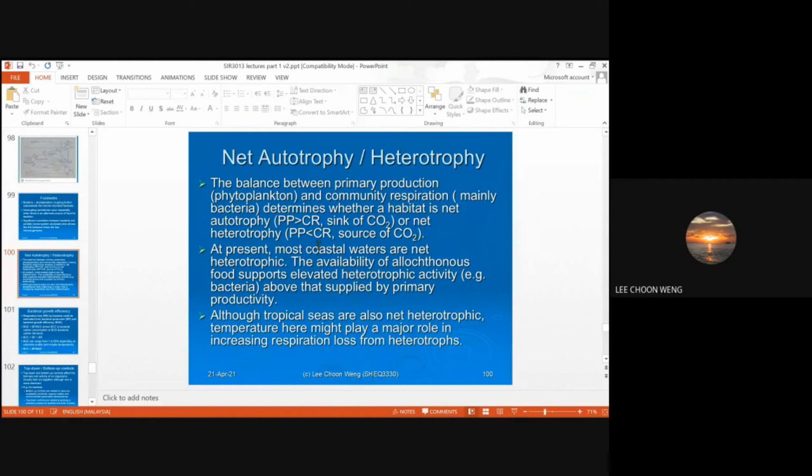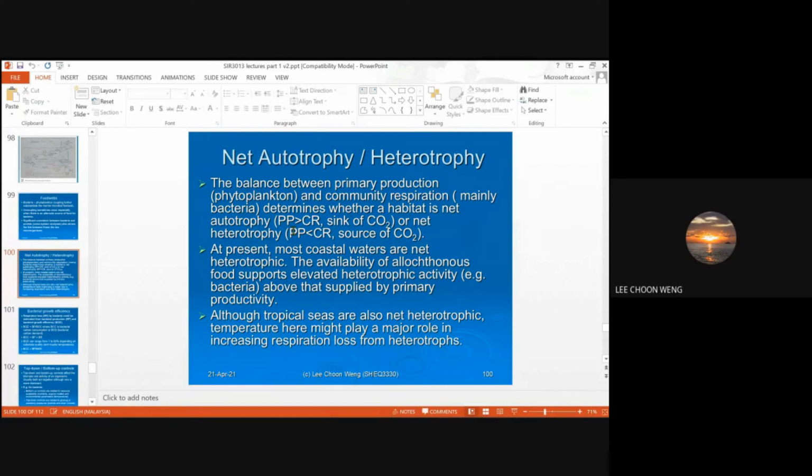Okay, whereas if the community respiration is more than primary productivity, then it becomes net heterotrophy, or a source of CO2. So is this possible? Because when you think about the food web or the food pyramid, the base is primary production. How can community respiration be more than primary production?